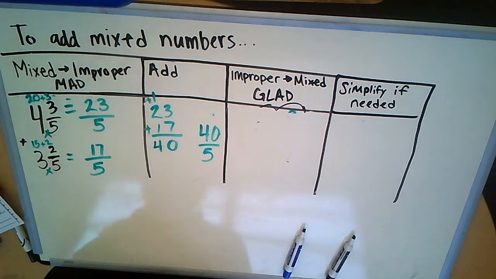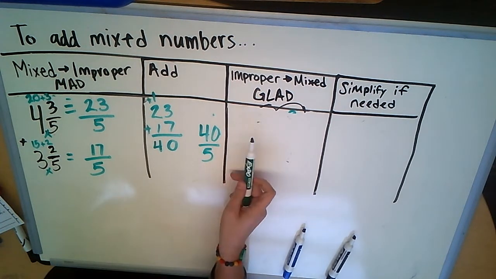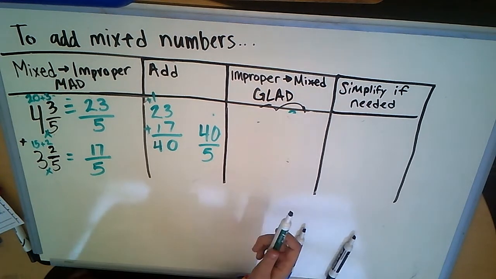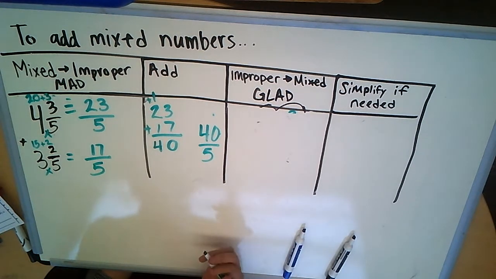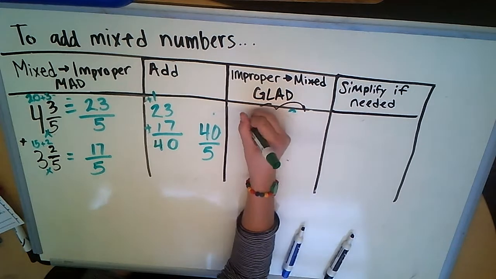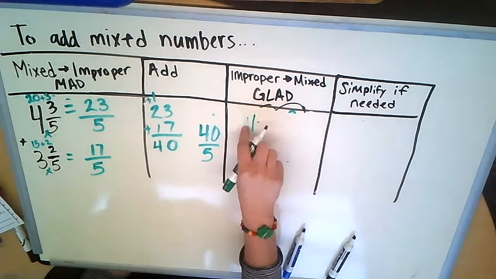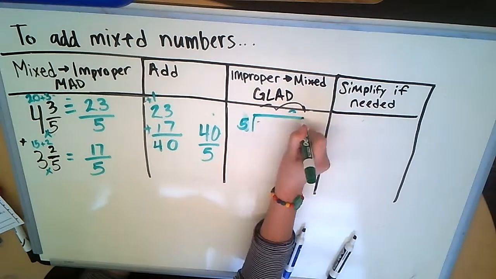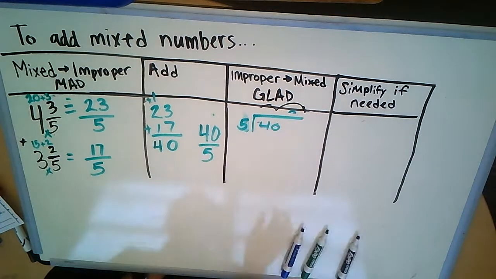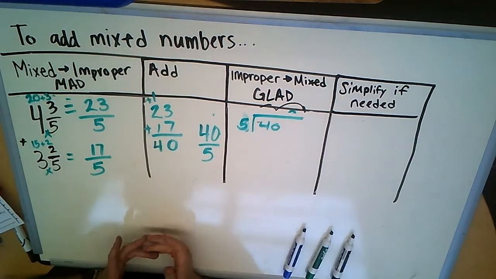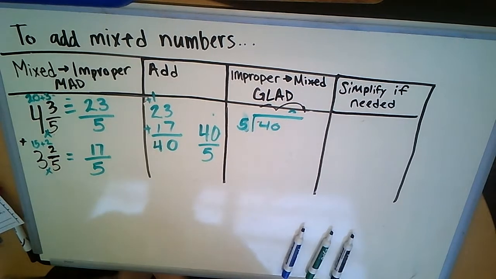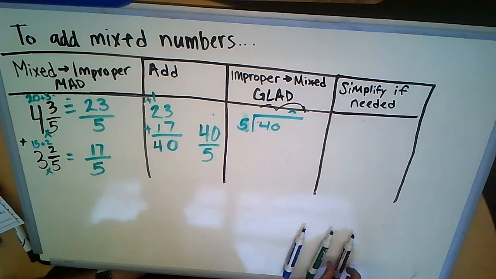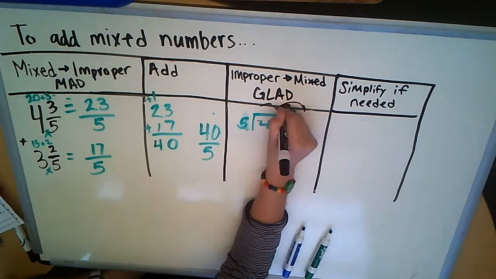Now that we've made it an improper fraction, we need to change it over to a mixed number using our steps. So the first thing we need to do is divide. So we'll put our 5 on the outside and our 40 in the inside. Okay, so now we need to think, how many times can 5 go into 40? I know that 5 times 8 equals 40 exactly. So I'm going to put my 8 on the top.